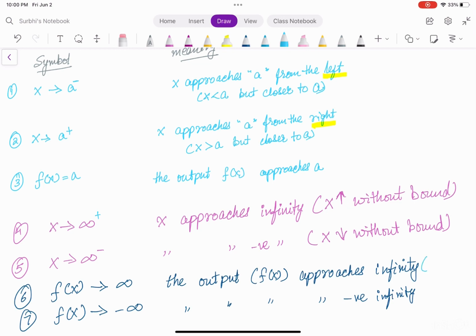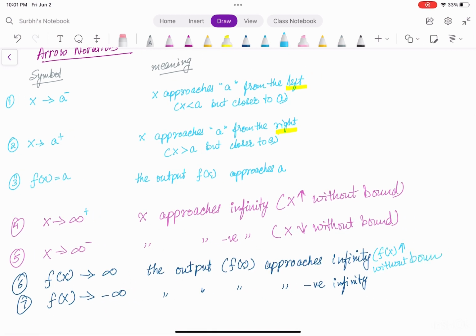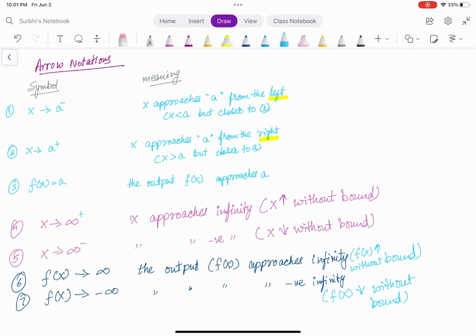So a little bit of understanding, and with careful notation, you need to understand how to read the notation and write the notation. So f of x is increasing without bound when the output f of x approaches infinity, and f of x is decreasing without bound when f of x is approaching negative infinity. Without bound means it is not a finite number. It can keep on moving up and down. This arrow notation is extremely important. Practice this again and again, and trust me, you will be thankful for the limits.